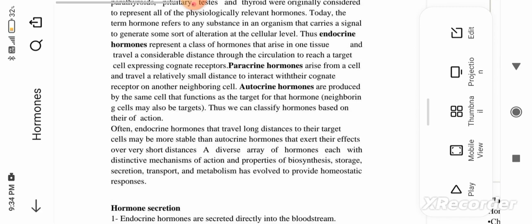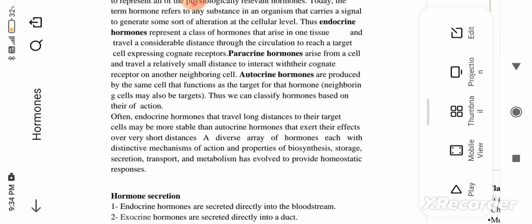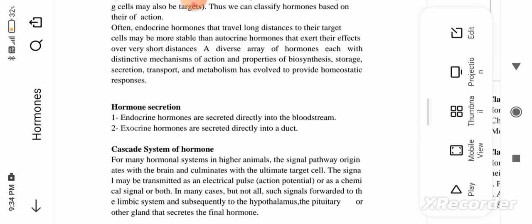Often, endocrine hormones that traverse long distances to their target cell may be more stable than the autocrine hormones that exert their effect over very short distances. A diverse array of hormones, each with a distinctive mechanism of action and properties of biosynthesis, storage, secretion, transport, and metabolism, has evolved to provide homeostatic responses. Hormone secretion. Endocrine hormones are secreted directly into the bloodstream. Exocrine hormones are secreted directly into a duct.